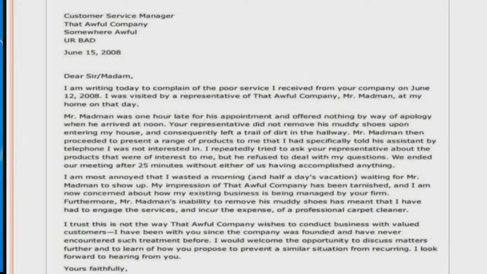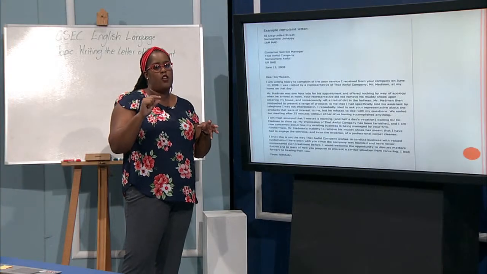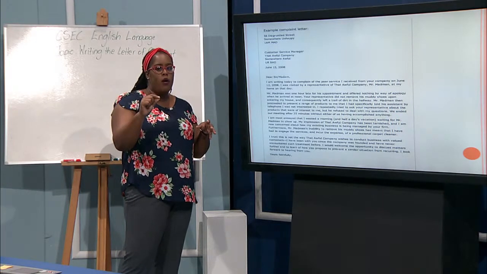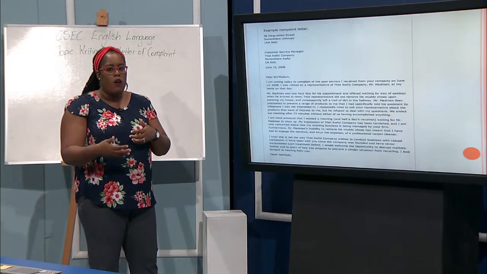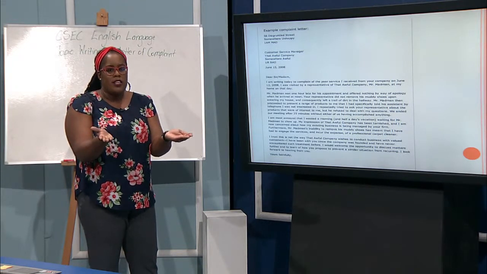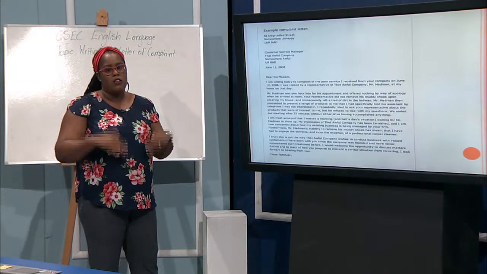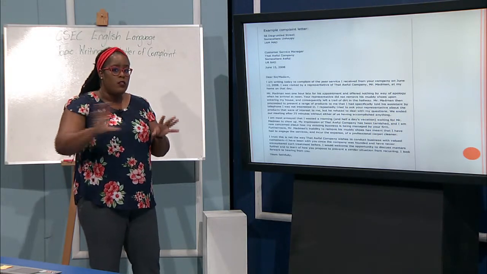Now, one flaw is that this letter of complaint does not have a subject line, and it is suggested that you include the subject in your letter of complaint. So include the subject, because remember, this subject allows the reader to know exactly what the letter would be about. So it is suggested that you include the subject.